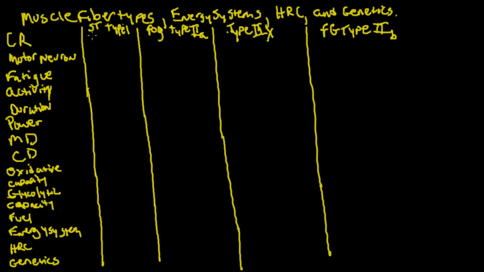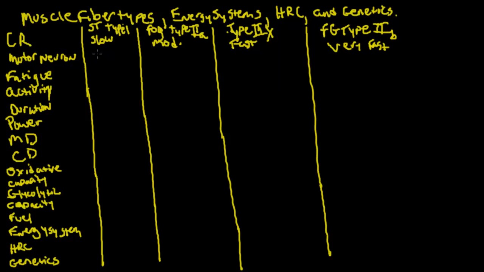So let's talk about contractile rate. Slow in slow twitch, and that makes sense. Moderate here for fast twitch oxidative glycolytic. Think of that more as muscle endurance there. This one's really fast, and this one is very fast in the fast twitch glycolytic.